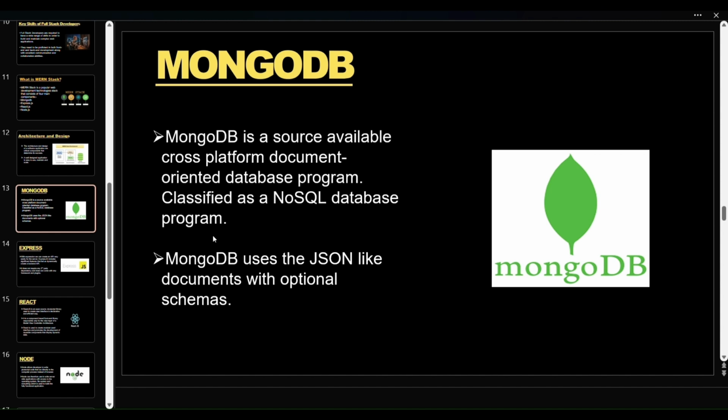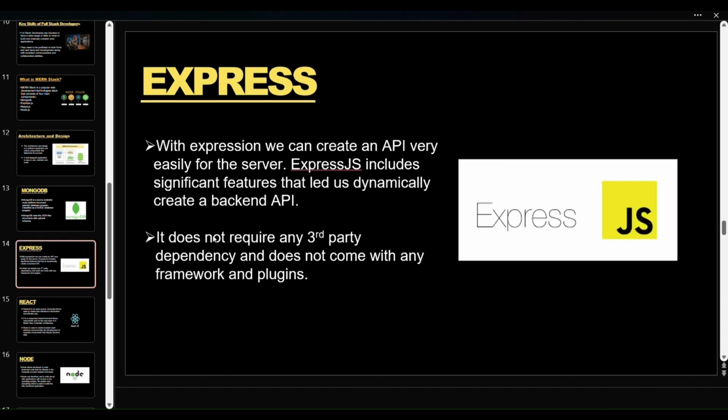Now the second part is E. E stands for Express. With Express we can create an API very easily for the server. Express.js includes significant features that let us dynamically create a backend API. It is known for simplicity, speed, and stability, making it a popular choice among developers building modern web applications. It does not require any third-party dependency and does not come with any frameworks and plugins.